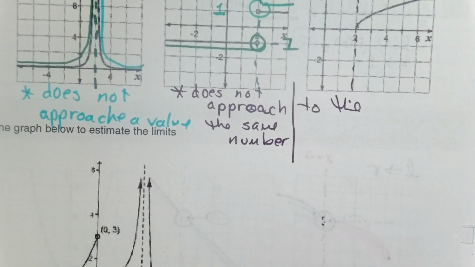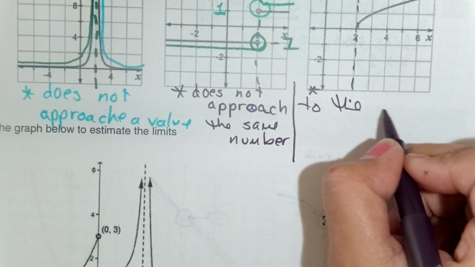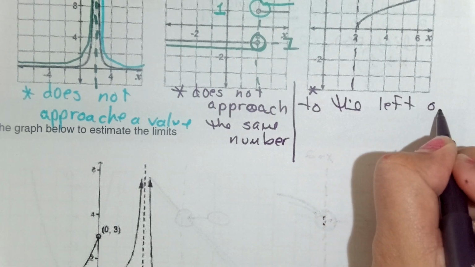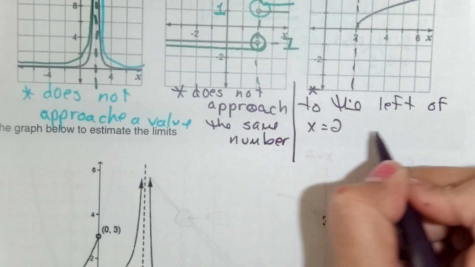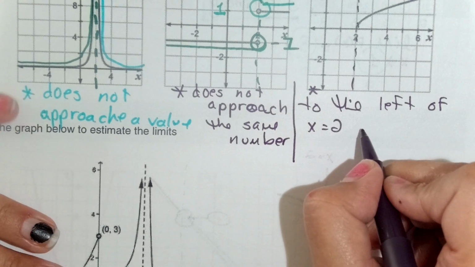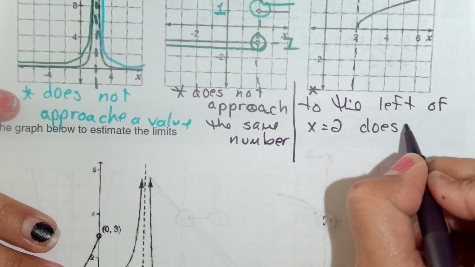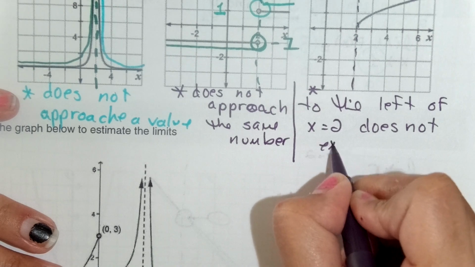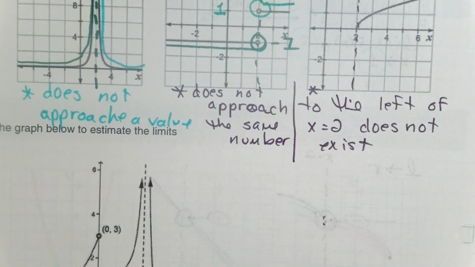Sorry about that. And then this one is to the left of x equals 2, does not exist. There's no part, does not exist. Questions? So we've seen when it exists and we've seen when it doesn't exist. When we're done writing that, we're going to go through a full example of existing and not existing and jumps and points.